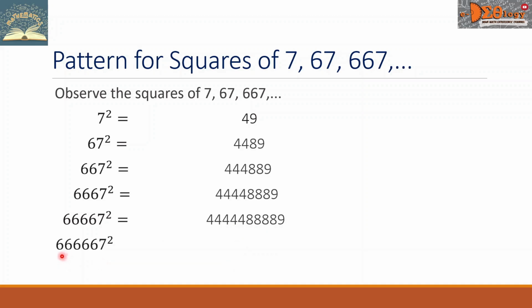Next number, 666,667 squared. And this is the answer. The number starts with 4 and ends with 9. In between, there are pairs of 4 and 8. This is the first pair. Second pair, third pair, fourth pair, fifth pair. There are 5 digits of number 6. It corresponds to 5 pairs of 4 and 8.